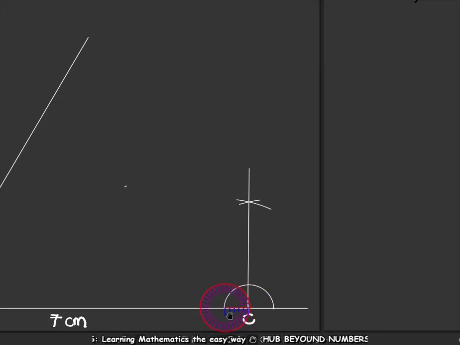So we stand at this end, and then you now draw an arc. So I'm going to draw this arc over here. And with the same radius, I'll now come and stand over here and draw another arc over here. So this is my arc that I'm drawing.